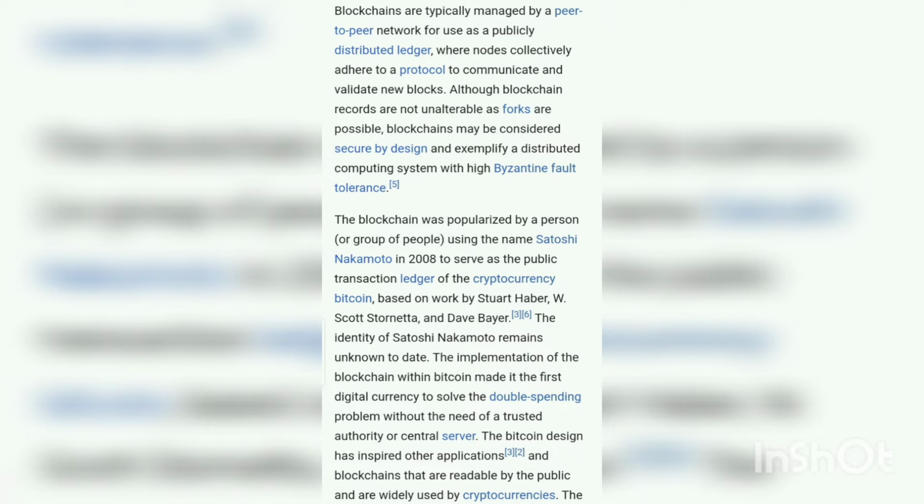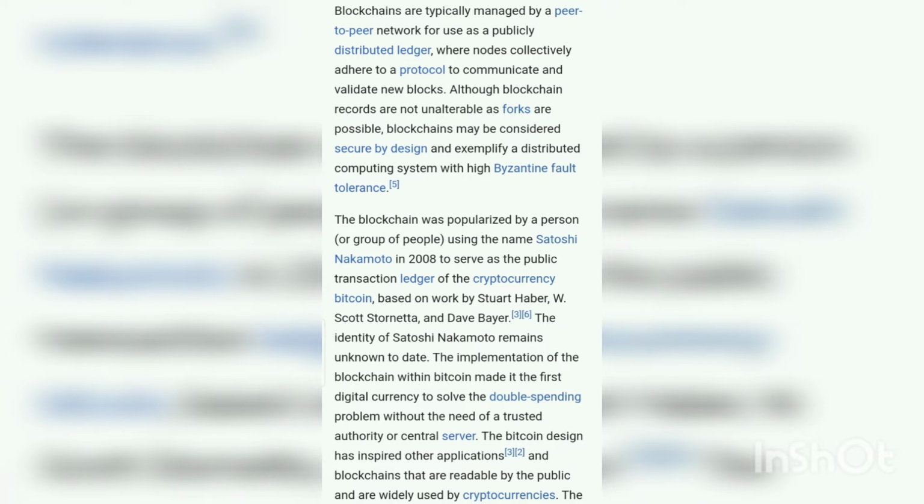The blockchain was popularized by a person or group of people using the name Satoshi Nakamoto in 2008 to serve as the public transaction ledger of the cryptocurrency Bitcoin, based on work by Stuart Haber, Scott Stornetta, and Dave Bayer. The identity of Satoshi Nakamoto remains unknown to date. The implementation of the blockchain within Bitcoin made it the first digital currency to solve the double-spending problem without the need of a trusted authority or central server.